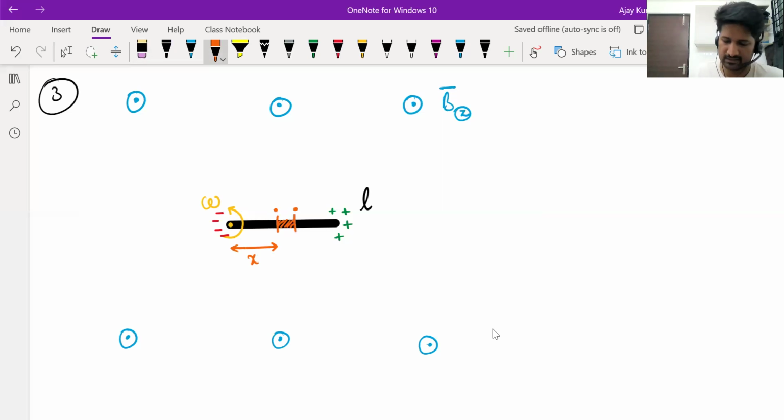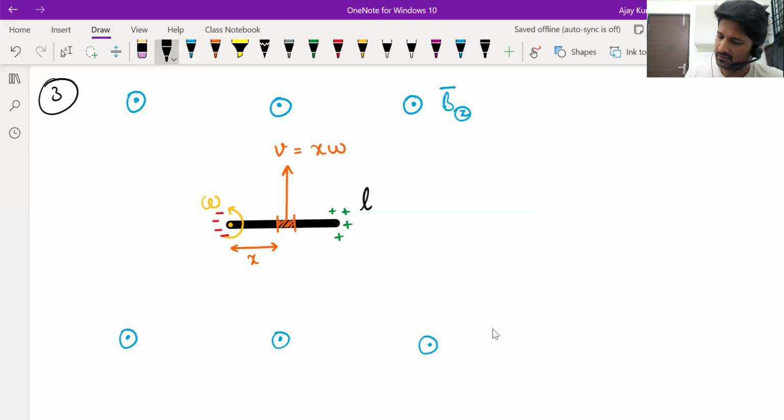If the distance is x, then that element goes in a circle of radius x. If the element is going in a circle of radius x, that means its speed in this direction will be v equals x omega. Circular motion concepts: when a particle moves with an angular velocity omega in a circle of radius r, then its speed is r omega. Here, that element which we have highlighted is moving in a radius x. So its speed becomes v equals x omega. So we know the speed with which the element is moving.